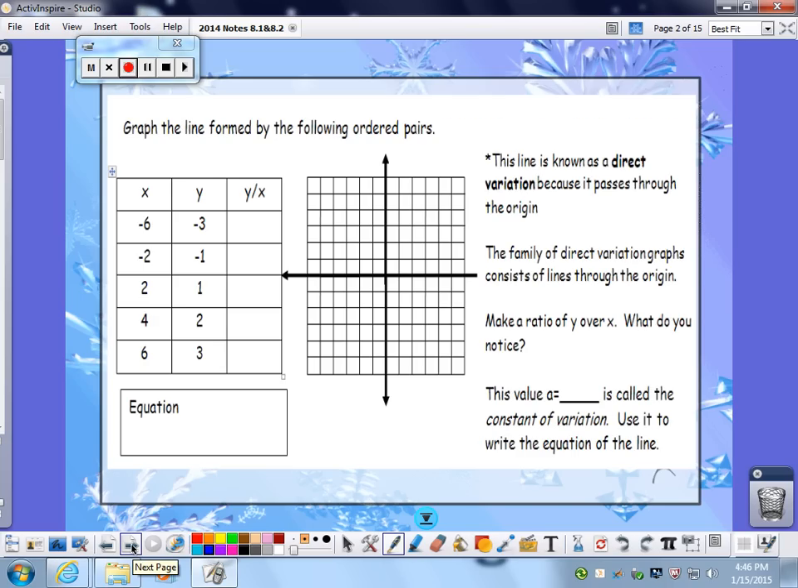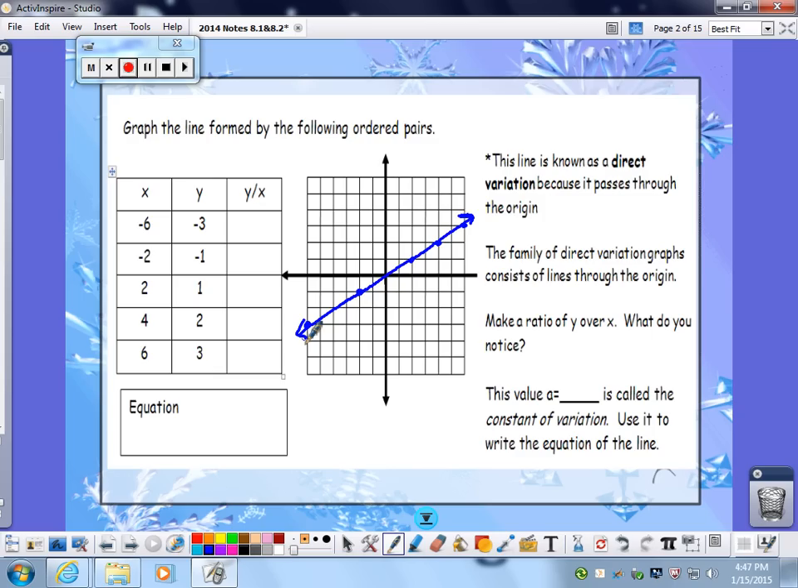So let's start off by graphing the following points. We're going to graph (-6, -3), (-2, -1), (2, 1), (4, 2), and (6, 3). All right, let's connect these and see that we have a line that goes through the origin. This line is known as direct variation because it passes through the origin. The family of direct variation graphs consists of lines that pass through the origin.